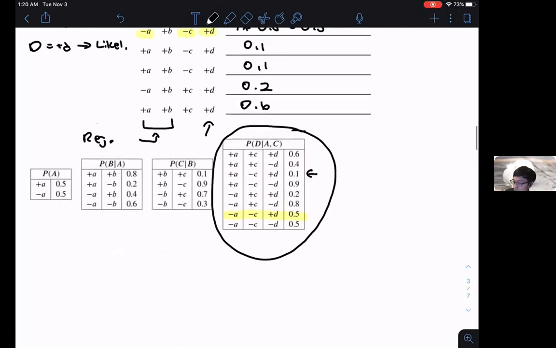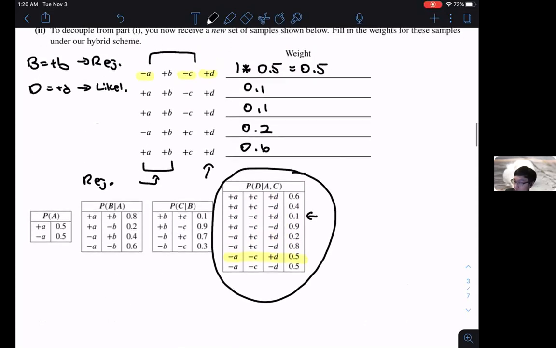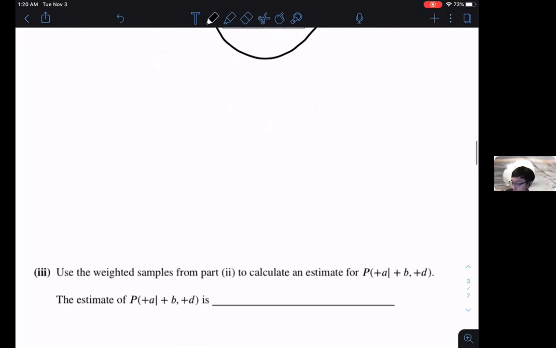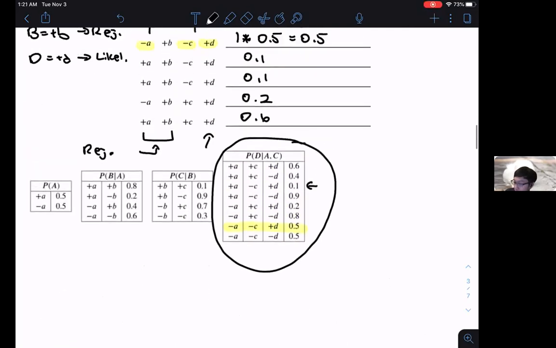So in this case, if we look at our values up here, our weights 0.5, 0.1, 0.1, 0.2, and 0.6, we know that we want to take the samples that are consistent with our query. Our query is plus A, plus B, plus D. So we have to take all of our samples which contain plus A, plus B, and plus D. Here we have plus A, plus B, and plus D for these three. So that's a total of 0.1 plus 0.1 plus 0.6.